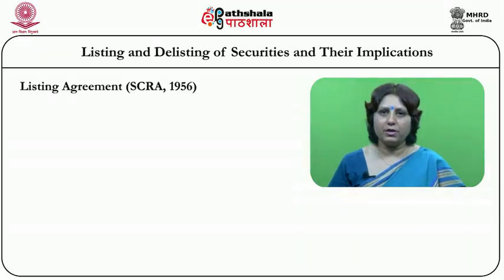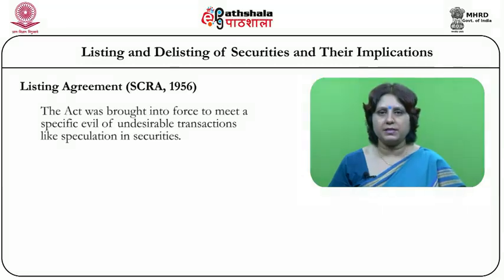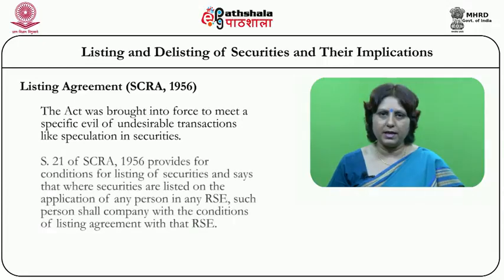So let us now understand the purpose of Securities Contracts Regulation Act of 1956. The act was brought into force to meet a specific evil of undesirable transactions like speculations of securities. So section 21 of SCRA 1956 provides for the conditions of listing of securities, and it says that any person who is applying to the recognized stock exchange for listing of its securities has to comply with the listing agreement.